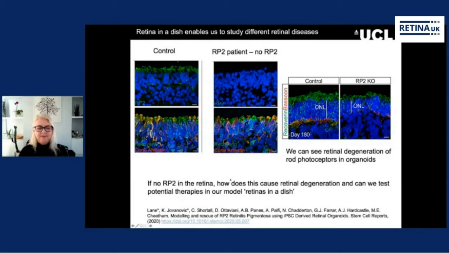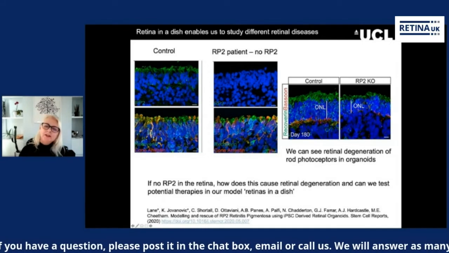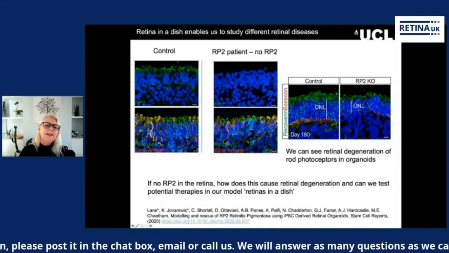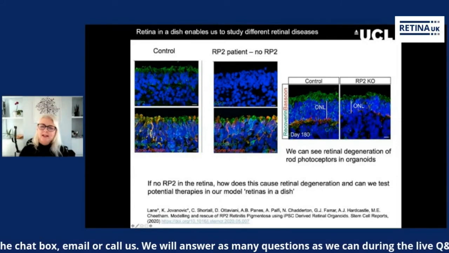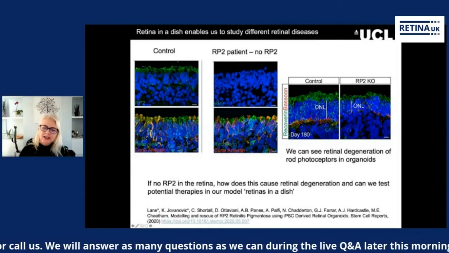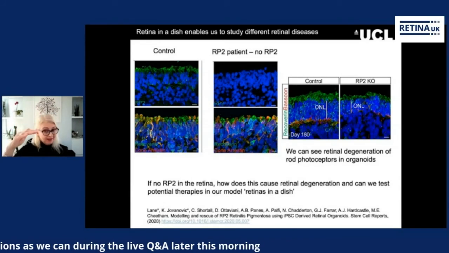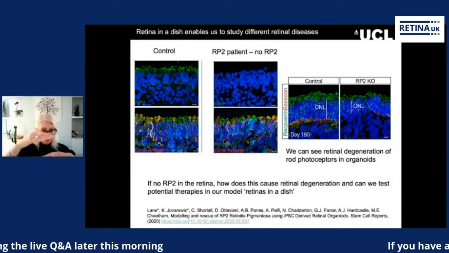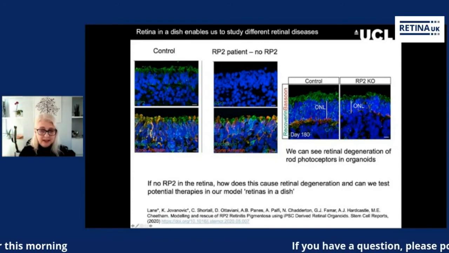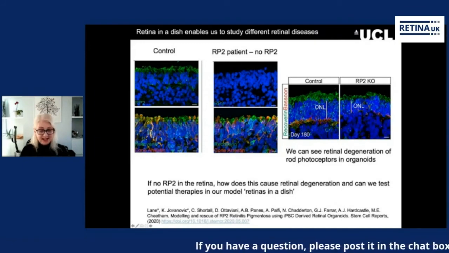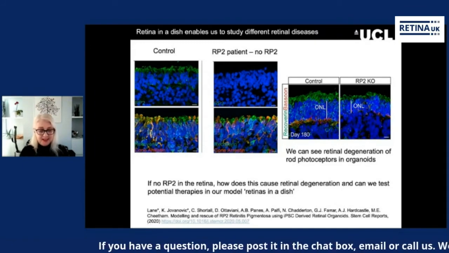So the question we have, if there's no RP2 in the retina, how does it cause the retina to degenerate? And now hopefully you can appreciate on this part of the slide on the right-hand side that in the control organoids, we have lots and lots of healthy cells with RP2. In the knockout, or the retinal organoids lacking RP2, the retina started to degenerate in a dish. So you can see the number of cells is reducing and reducing. So we have only a limited number left. So we can actually now model disease in a dish.